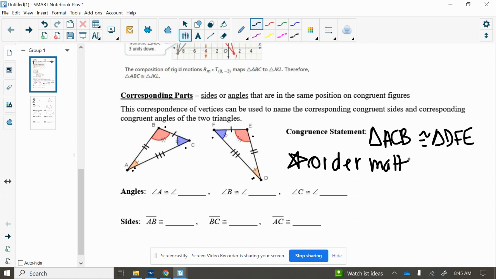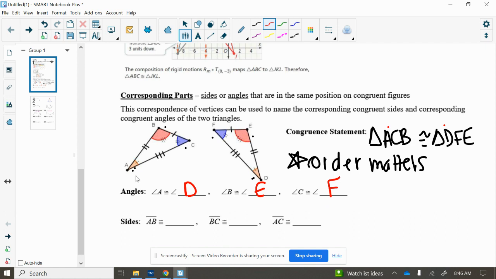So we know just from this congruence statement, even without a picture, for instance, that angle A and angle D are the congruent ones. Speaking of that, we can fill in this chart down below. Angle A and angle D are congruent. Angle B is congruent to angle E. And then angle C is congruent to angle F.